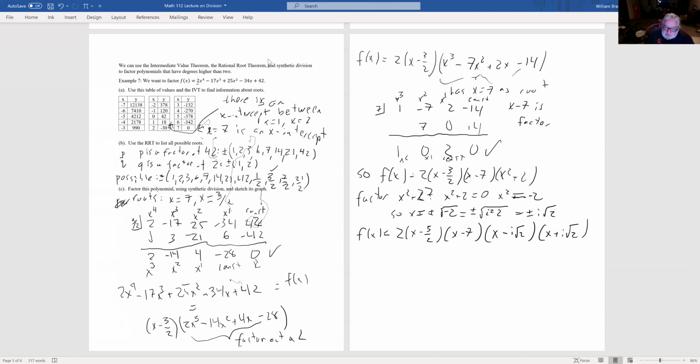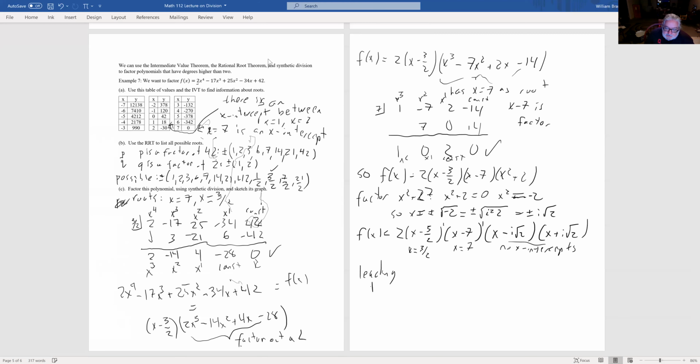So we've got x equals 3 halves and x equals 7 as x-intercepts. These have no x-intercepts because they are complex. So if there's an i in there, they're roots, but they're not x-intercepts because they don't correspond to anything on the axis. These are both odd powers, so that means that the graph will go through at 3 halves, and go through at 7.